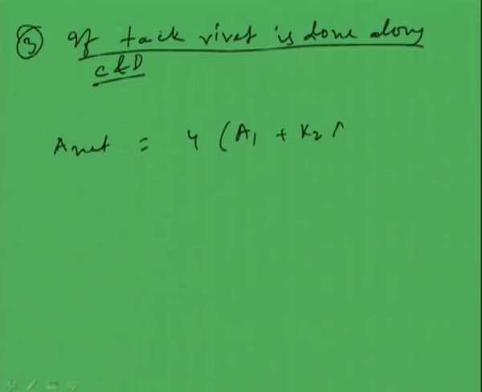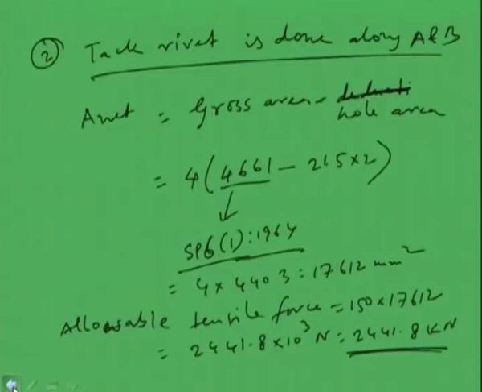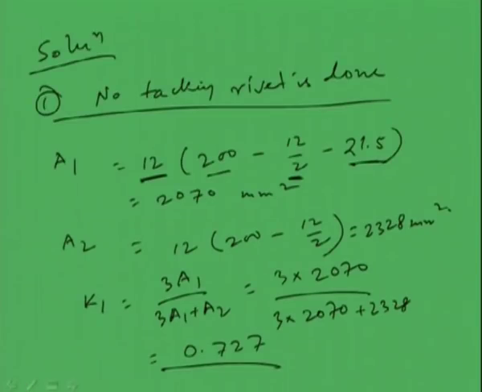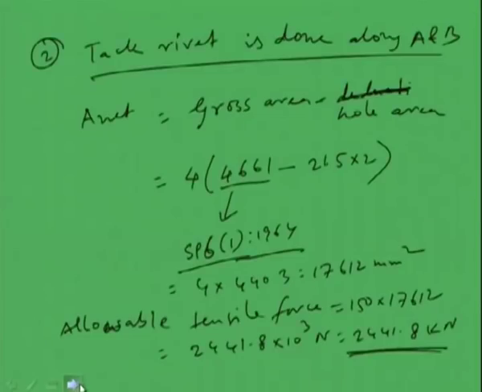Another condition is given, condition 3, that tack riveting is done along C and D. For this, what will happen? Area net: because angles on the same side of the gusset will act in pair, area net will be 4 into A1 plus K2 into A2, where K2 I can find out as 5 A1 by 5 A1 plus A2. We have calculated the areas earlier, 2070. This is the area A1 and A2 we have calculated earlier. These two will be required here for calculating.